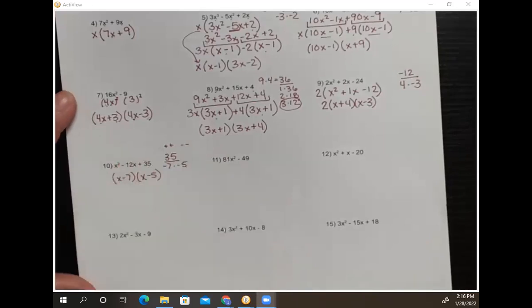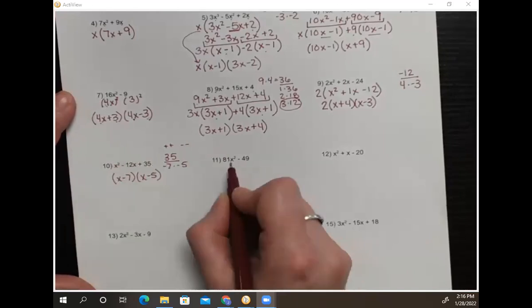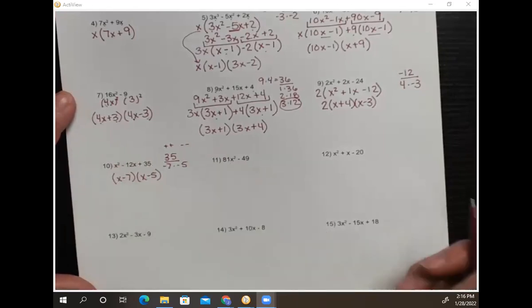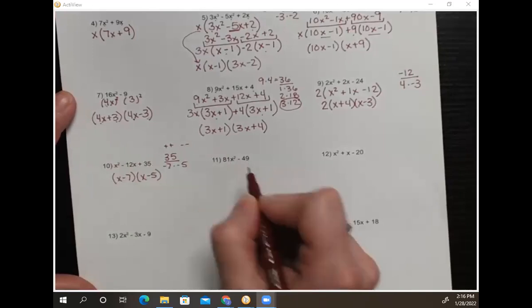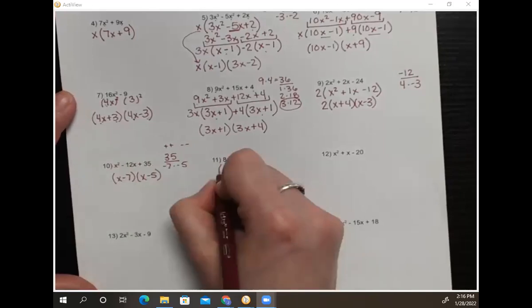Number 11, I've got just 2 terms this time. I want to start, as always, by looking for greatest common factor. Is there a GCF I could pull out? In this case, 81x squared and 49, no common factors there. So since I have something with x squared, only 2 terms and subtraction, I want to think difference of squares.